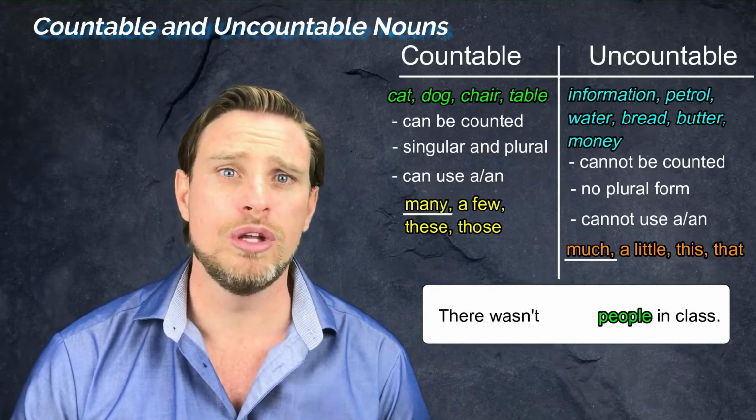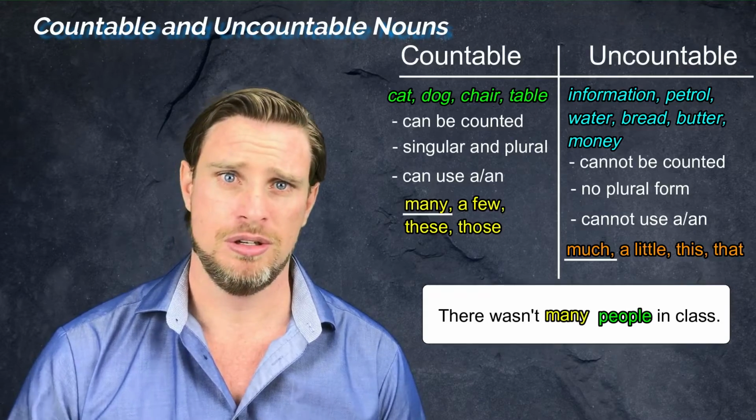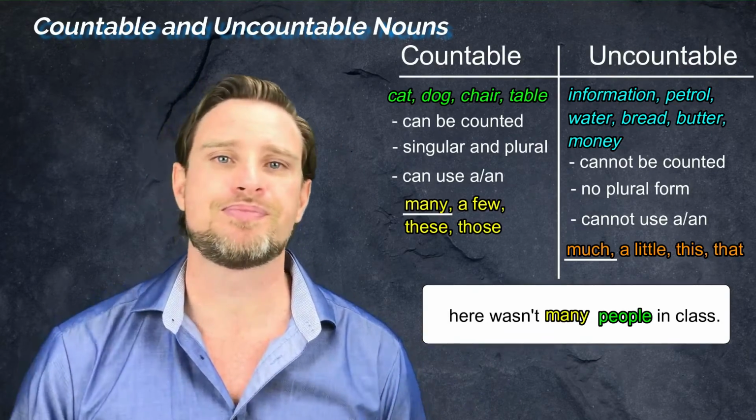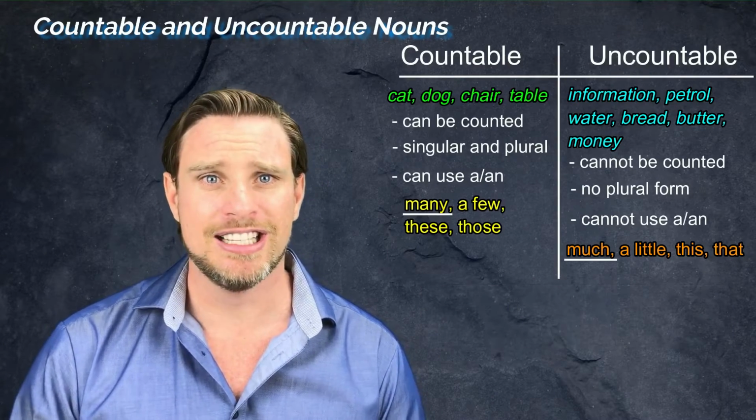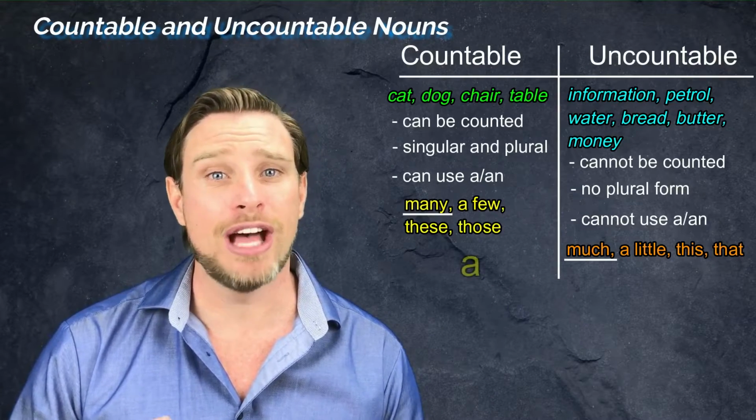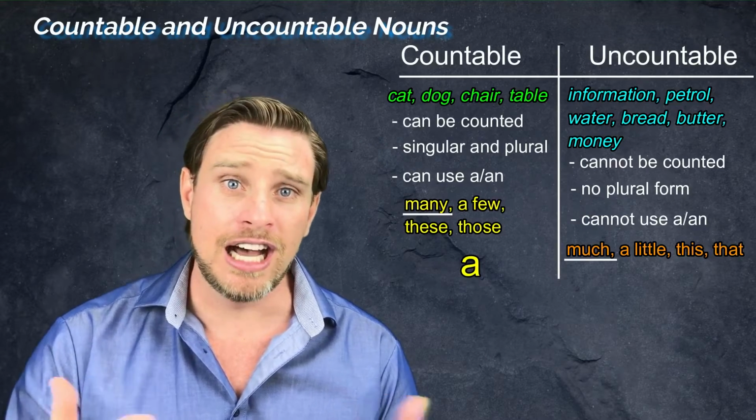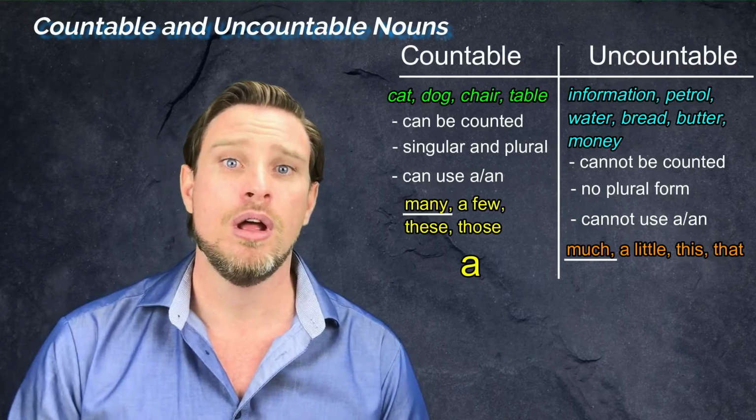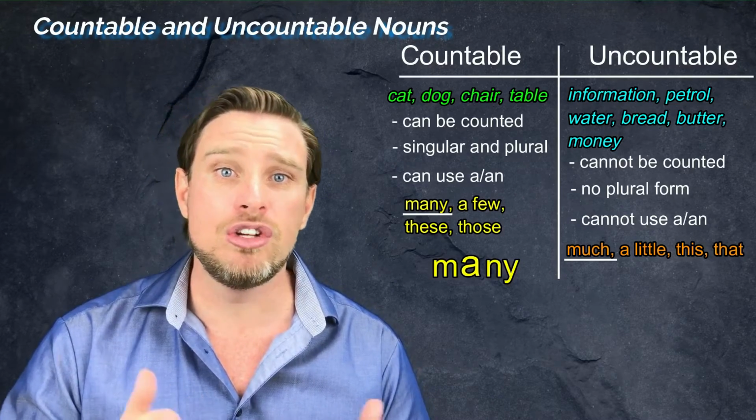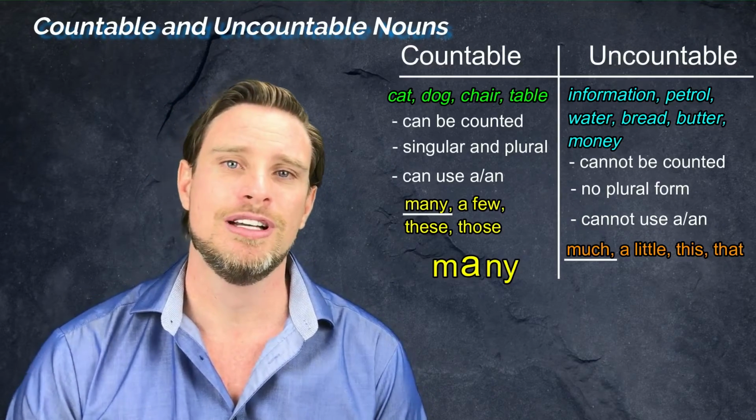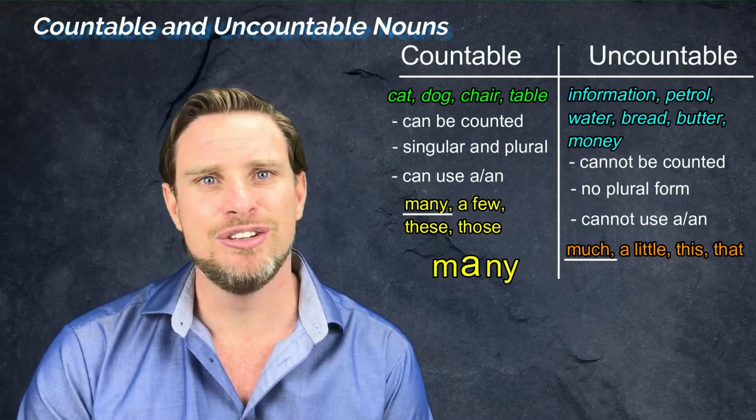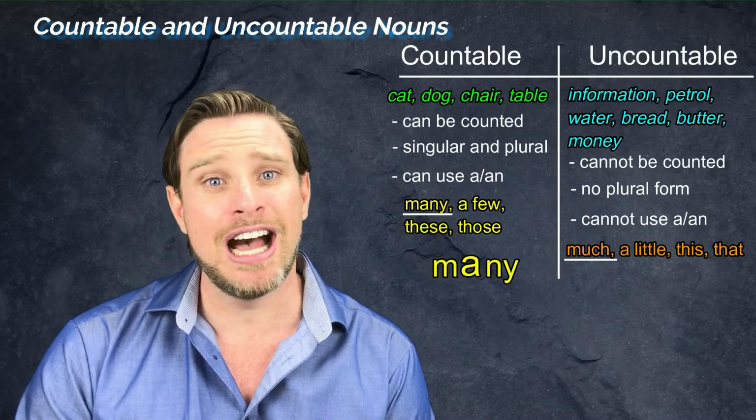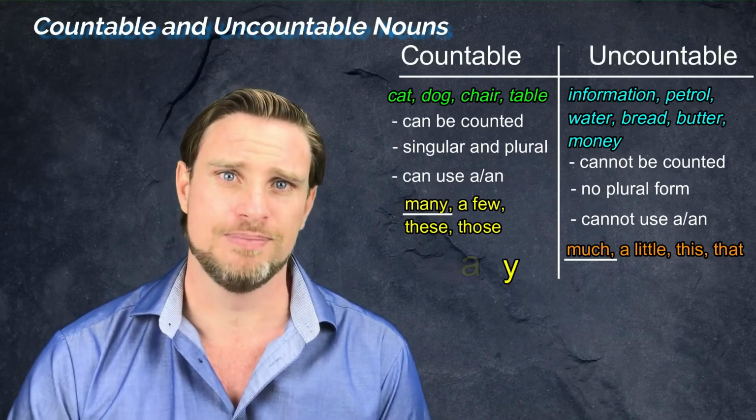With plurals, we use many, not much. People is countable, isn't it? 3 people, 4 people. The trick to remember is countable nouns can use a or an as articles: a person, a dog, a table, many people, many dogs, many tables. Many has the letter A. You use many with countable nouns, and you can use the article a with countable nouns.